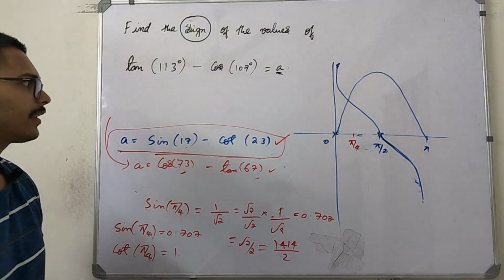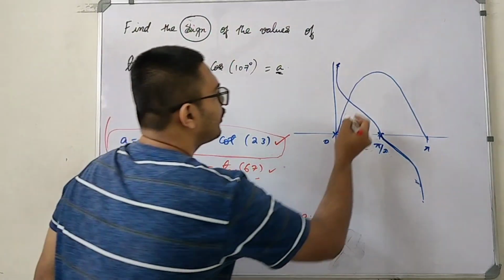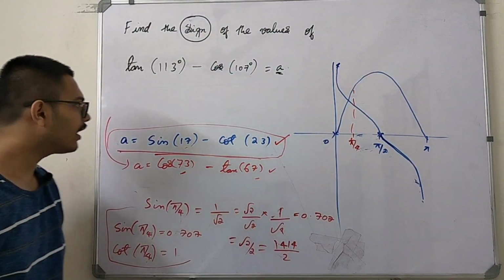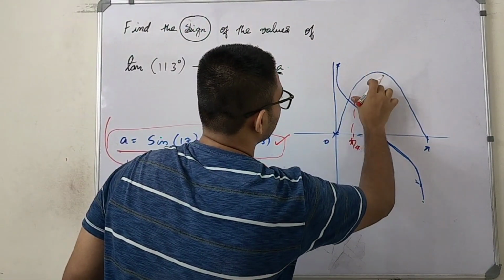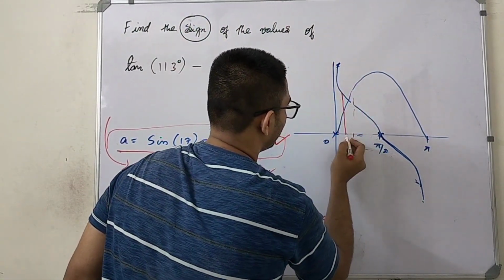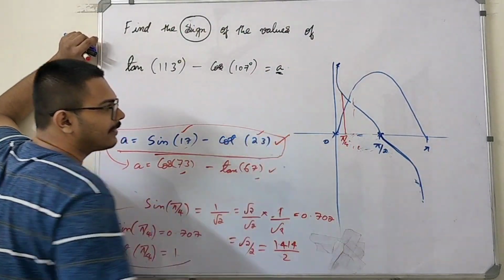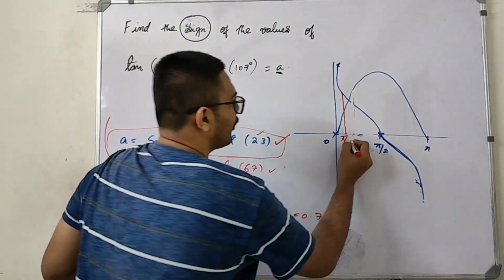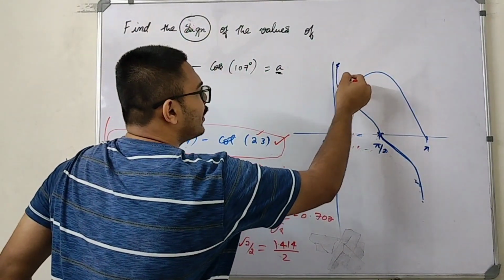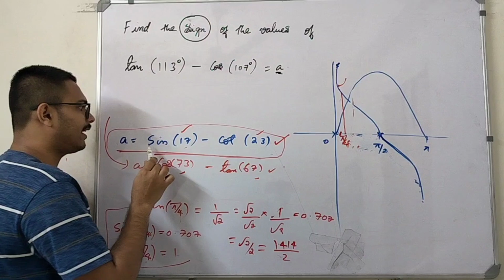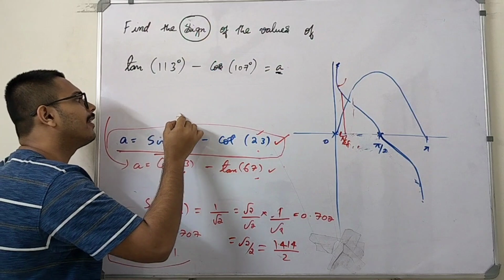1. At the point pi by 4, cot theta lies above sine theta, which means it will be somewhere in this region. Now I am taking somewhere here, the value of cot is greater than sine. This angle, 17 degree and 23 degree, will be less than pi by 4, which means it will lie in between this region. In this region, cot theta is always greater than sine theta. So I am subtracting a bigger positive number from a smaller positive number. So the sign of the value will be negative.